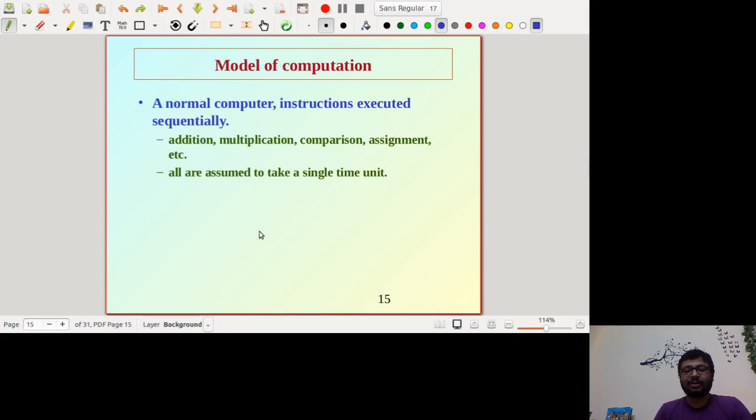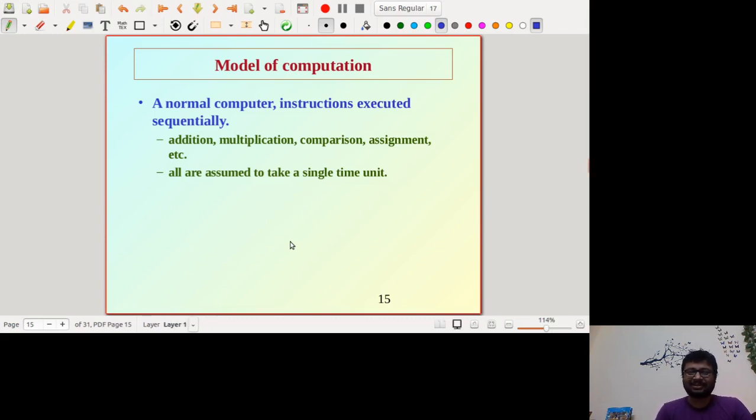A normal computer executes instructions sequentially. In a C program, for instance, we write a program and it is executed one statement at a time from the beginning of the program. Due to function calls and all, there are jumps and so on, but the basic format is sequential execution. Even at the machine level, instructions are read sequentially and executed.